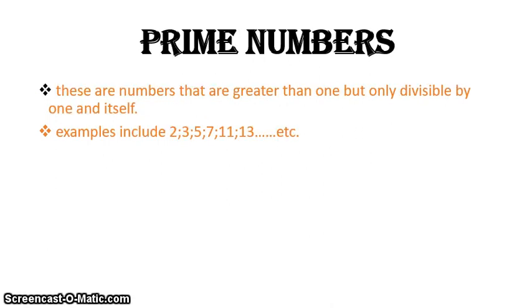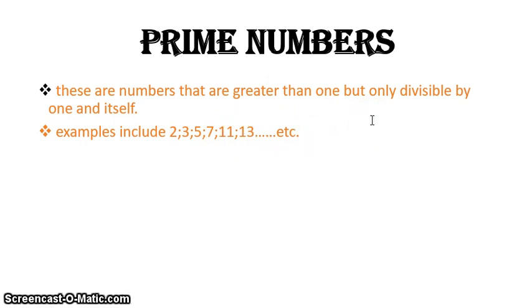Next are prime numbers. Prime numbers are numbers that are greater than 1 but only divisible by 1 and themselves. Kindly note that 1 is not included in prime numbers. Prime numbers begin from 2, 3, 5, 7, 11, 13, going forward, etc.